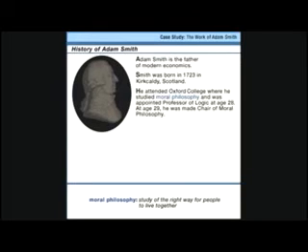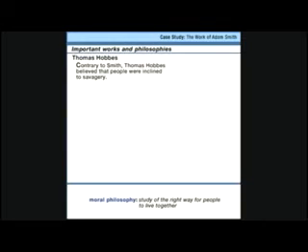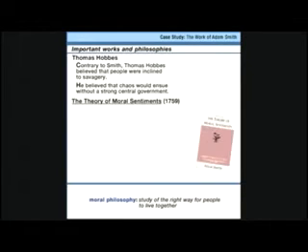Moral philosophy is the study of the right way for people to live together. And the moral philosophers had an argument with that great philosopher Thomas Hobbes, who had written that people were basically inclined to savagery, and unless there was a strong authoritarian government that kept people in line, that life was inclined to be nasty, brutish, and short, as we lived out the law of the jungle. But Adam Smith disagreed with Thomas Hobbes, and the lectures that he gave at Glasgow University were compiled in 1759 into his first important book, The Theory of Moral Sentiments.